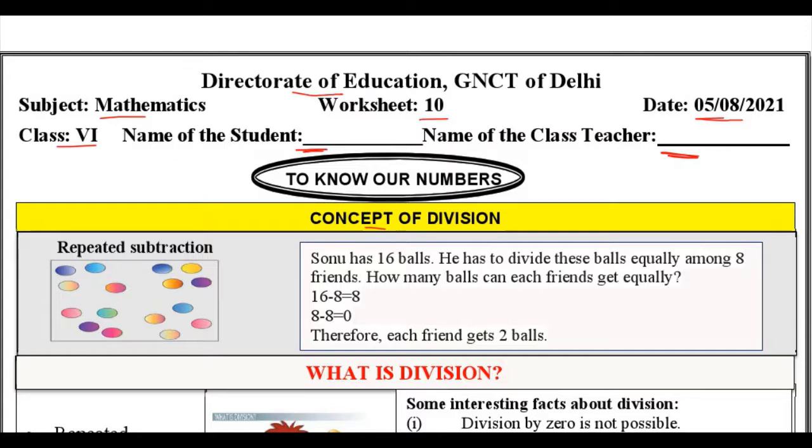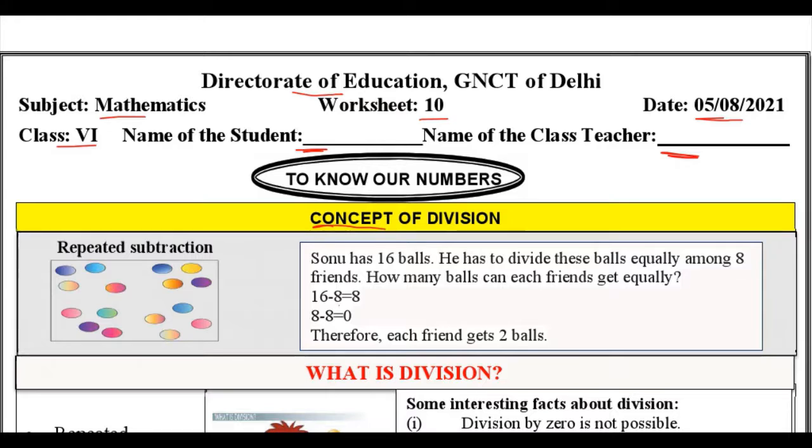Now whenever you study something new, you first understand the concept of that. So here we are going to understand the concept of division. You see, here it is written, Sonu has 16 balls. He has to divide these balls equally among 8 friends. How many balls can each friend get equally?